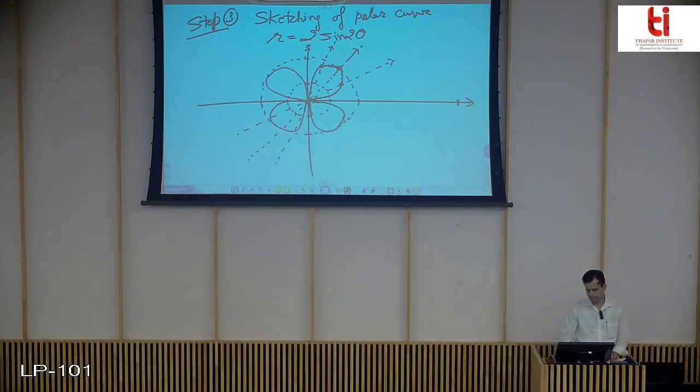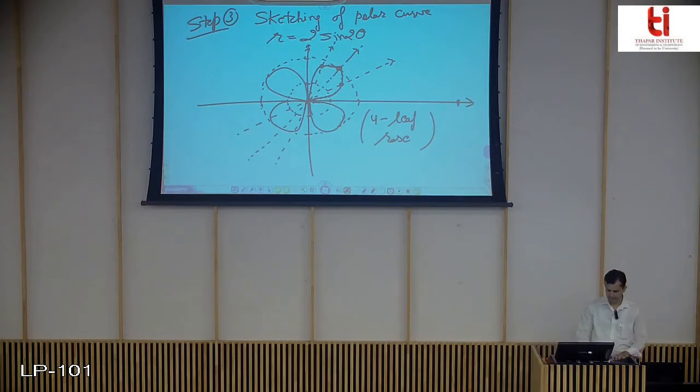So this is basically called a 4-leaf rose. These shapes are called 4-leaf roses. So this is done now. I think you will now be in a position to solve or plot polar curves easily.